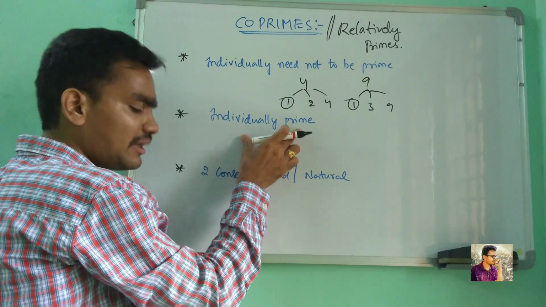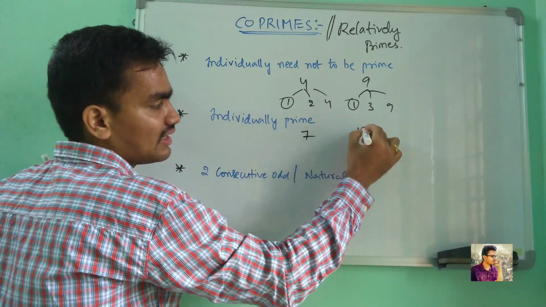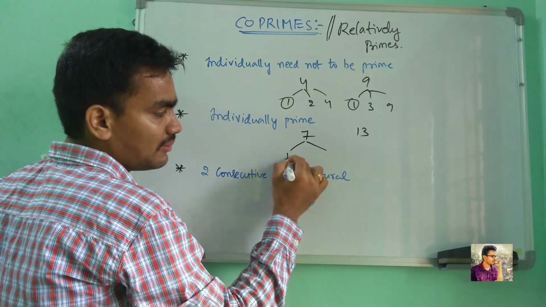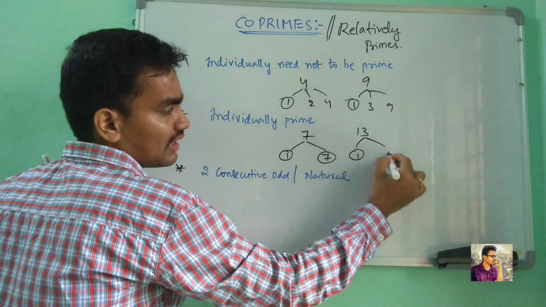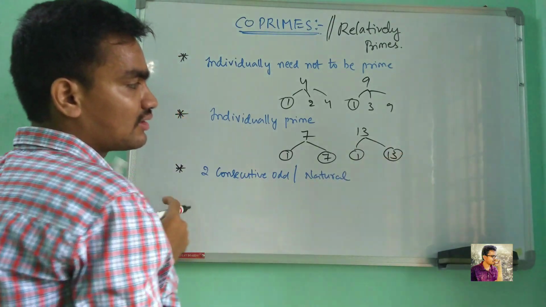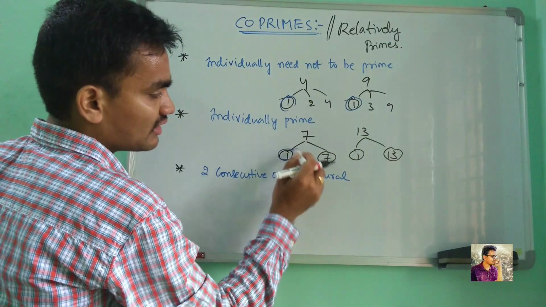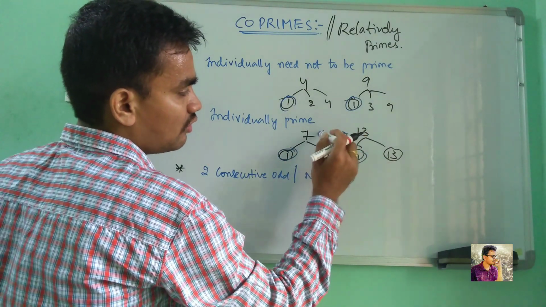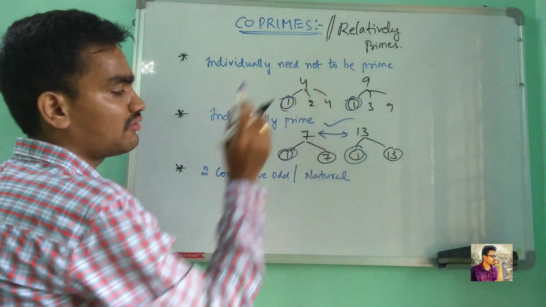And if two numbers are individually prime, for example 7 and 13, then definitely the factors will be, as they are prime, 1 and itself. So here also 1 and 13, and they have the common factor 1. You can notice they have the common factor 1. So if the two numbers are individually prime, then definitely they will belong to the family of coprimes.